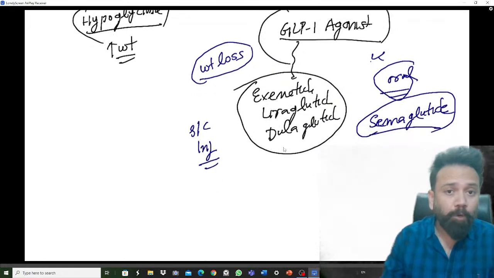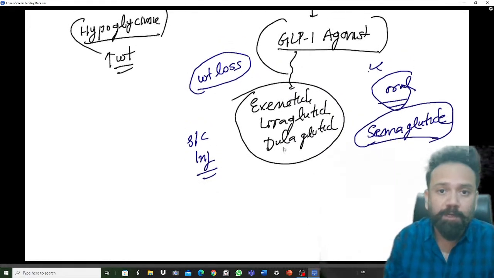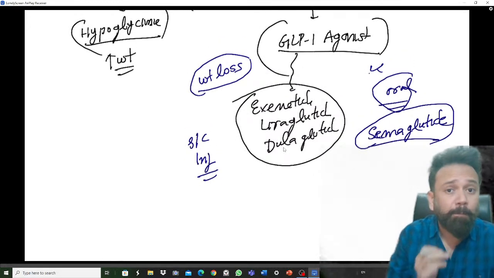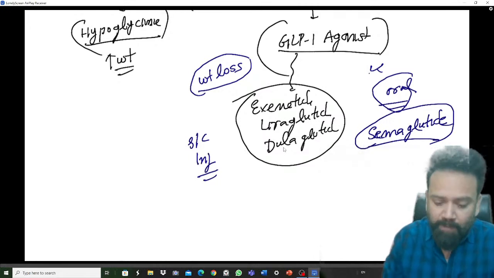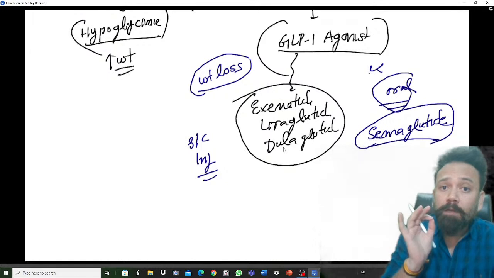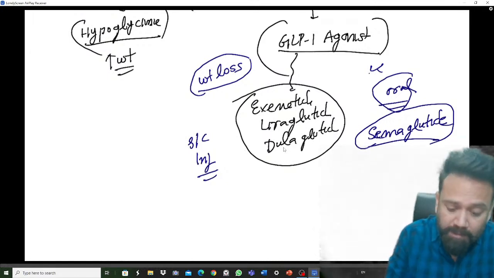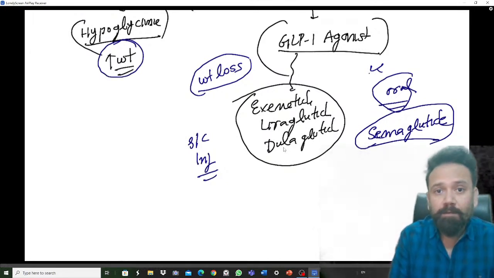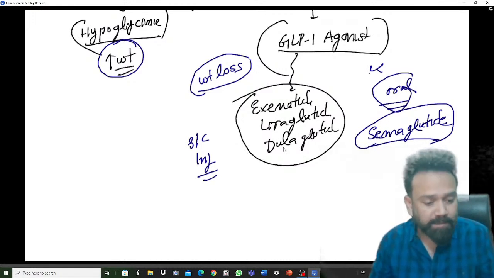Because the only problem was that, of course, this is a costly drug, and the main problem was the subcutaneous injection. See, sulfonylurea is an excellent drug because it is cheaper, but it causes an increase in weight. And a diabetic person is already obese.